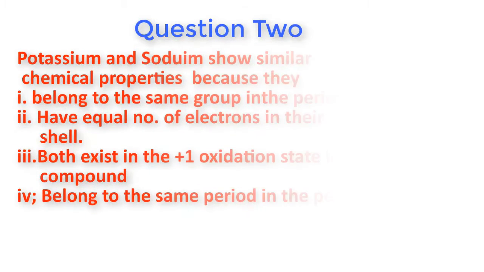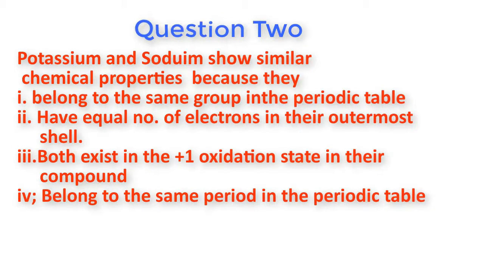Question number 2 says that potassium and sodium show similar chemical properties because they 1. Belong to the same group in the periodic table. 2. Have equal number of electrons in the outermost shell. 3. Both exist in the +1 oxidation state in their compounds. 4. Belong to the same period in the periodic table.